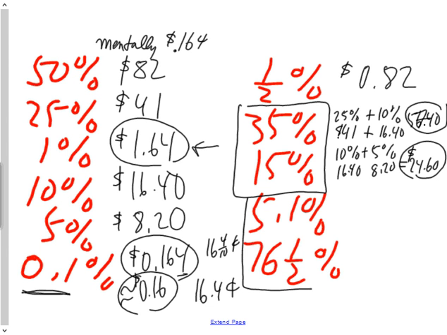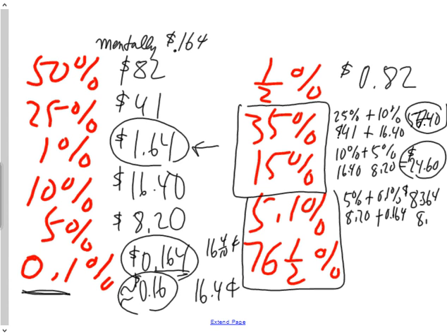And then the last two, same idea, except this time we're dealing with fractional percents or decimal percents. So 5.1% can be achieved by taking 5% and adding 0.1% to it. 5% we know to be $8.20. 0.1% we know to be this one here, so plus 16.4 cents. Add them together, you get $8.364, or approximately $8.36. Both answers are okay.